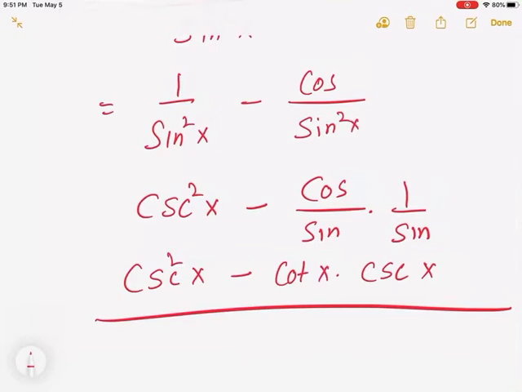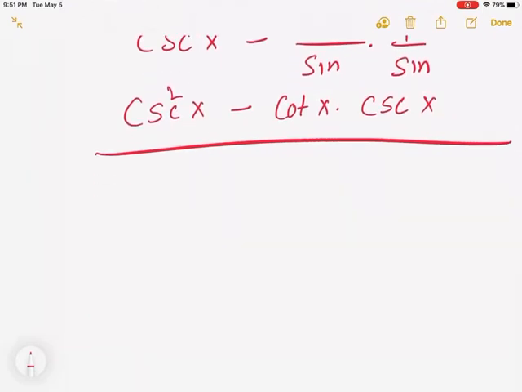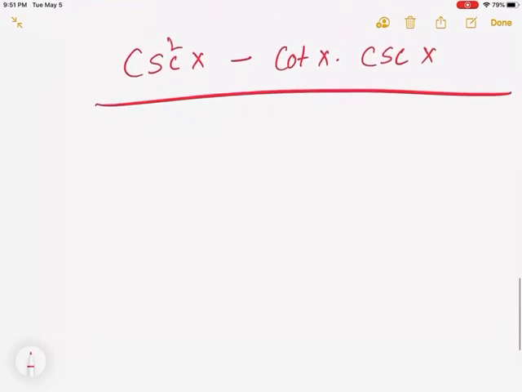So if your answer doesn't look the same as what you have in the back of the book, it means they might have simplified fully. So you could try doing that too. So I have one more example. I thought I should show you something with tangent and cotangent as well. Actually, I have two more.